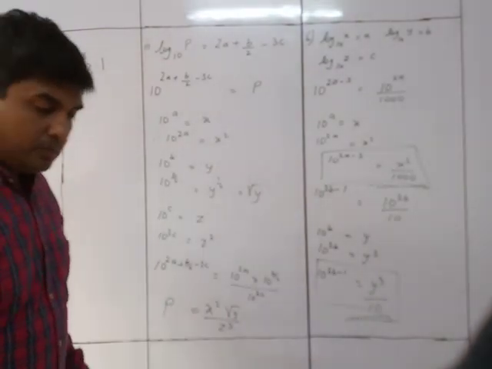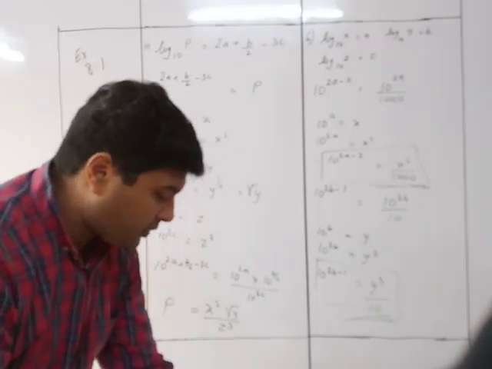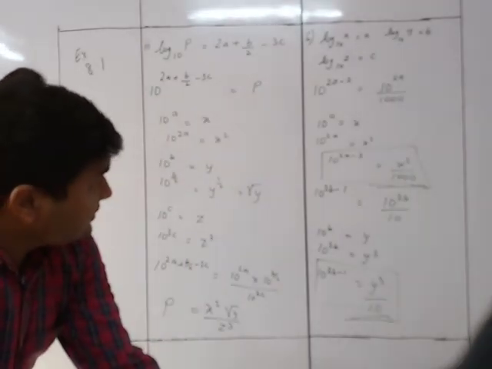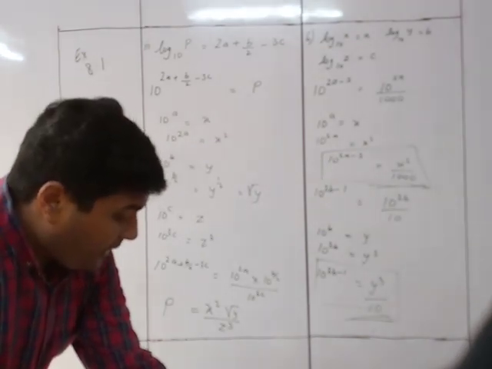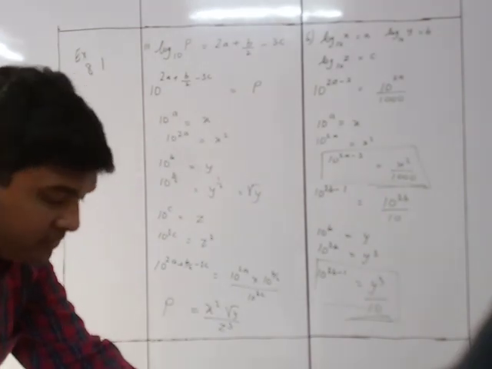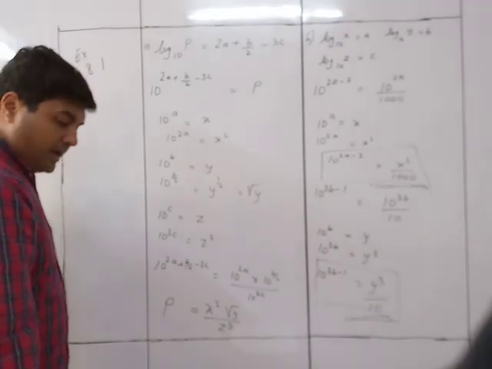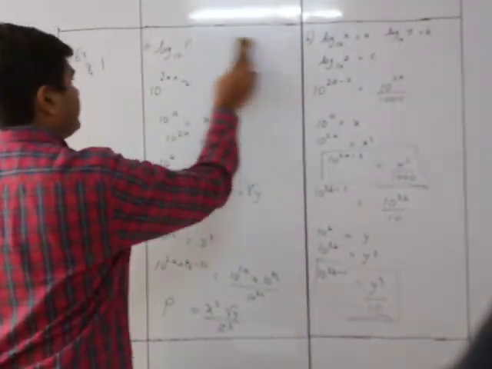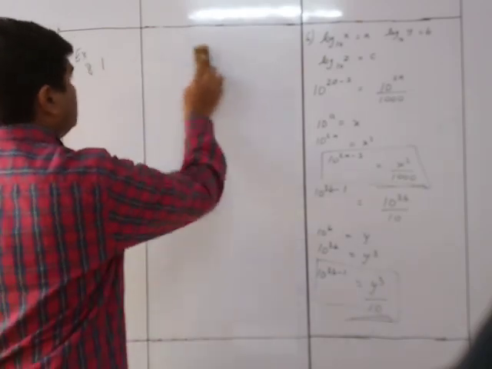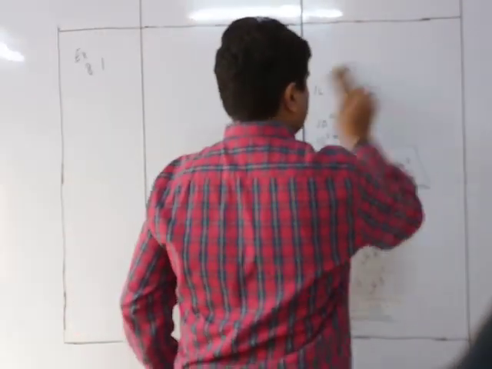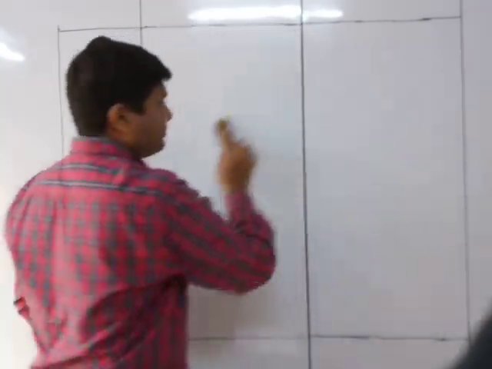Is it clear? We'll just check that up also. Seeing the answers for question 6: x square upon 1000, y cube upon 10, and x square root y upon z cube. That's the answer for sum number 6. We now take sum number 8 and 10 one by one. Okay, sum number 8.